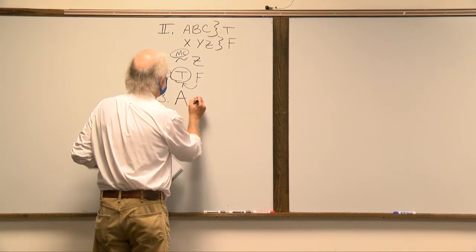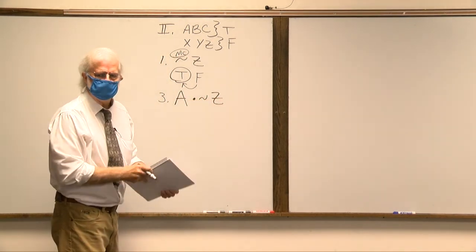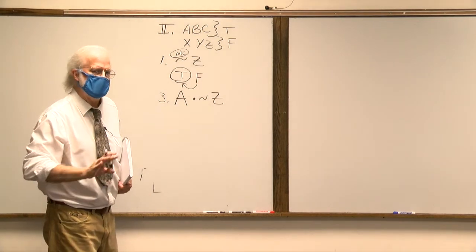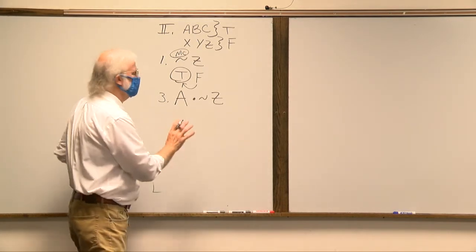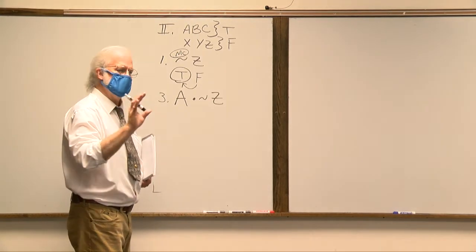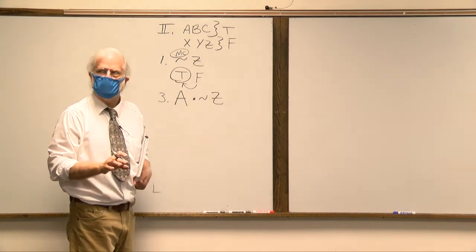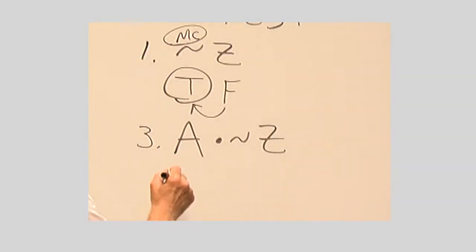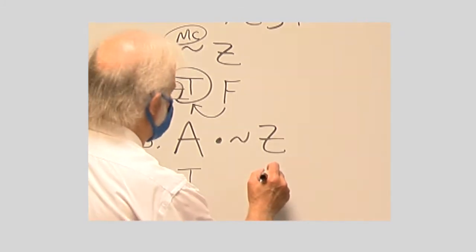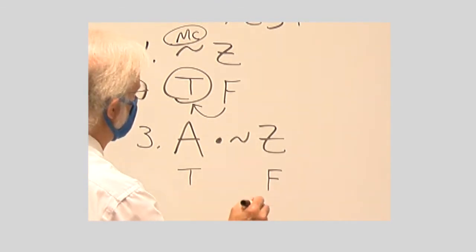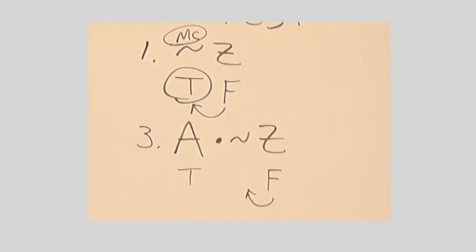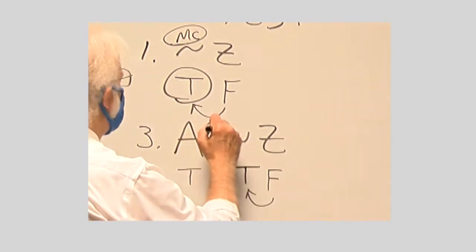Here we have A dot, not Z. How do we solve this? Again, it is the same process no matter how gigantic the formula or how teeny tiny the formula. You plug in what you know, you solve for what you don't know. The last thing that you solve for is the main connective. Here we know that A is true, so we'll put a T under the A. We know that Z is false, so we'll put an F under the Z. Now we need to solve for this tilde. If Z is false, not Z will be true. Now we solve for the dot, that's the main connective.